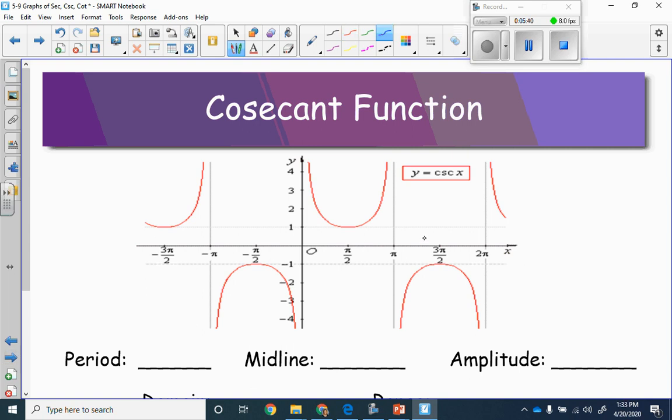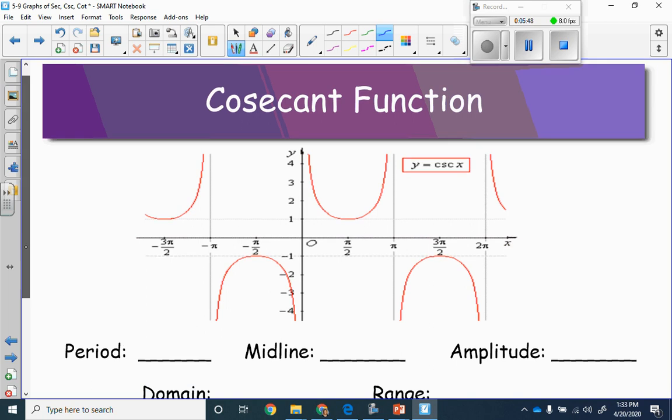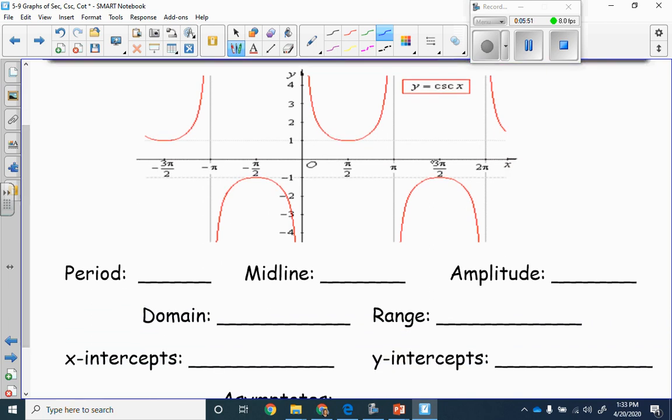First of all, you'll notice that the values for its range are greater than 1 or less than -1. There's nothing between 1 and -1 because you're looking at the reciprocals of all of these. Now, for a period of your cosecant function, to make one complete cycle, just like it is for sine, your period is going to be 2 pi.